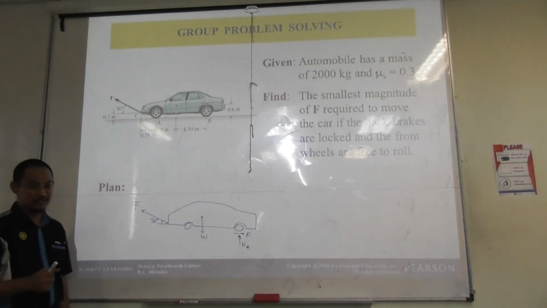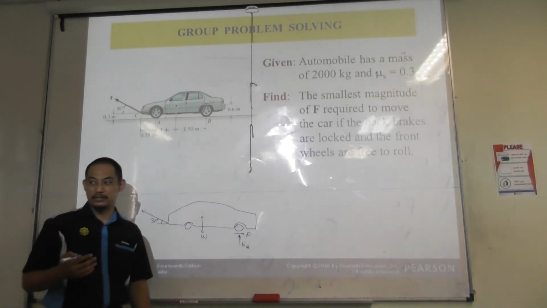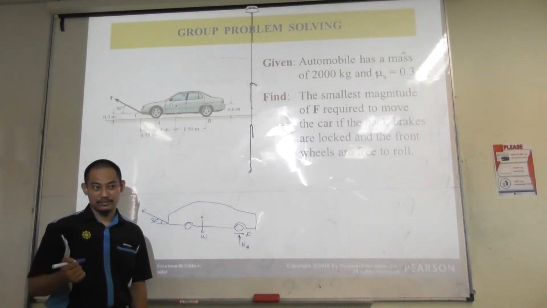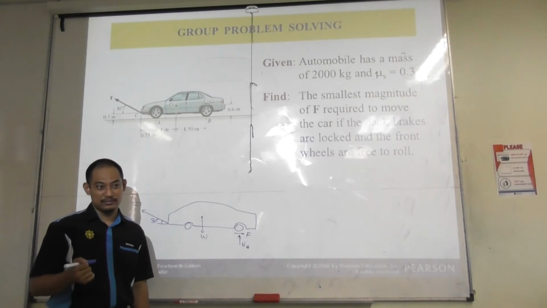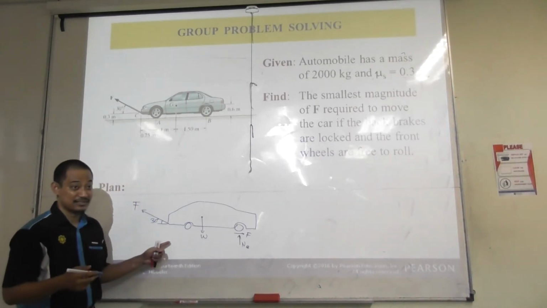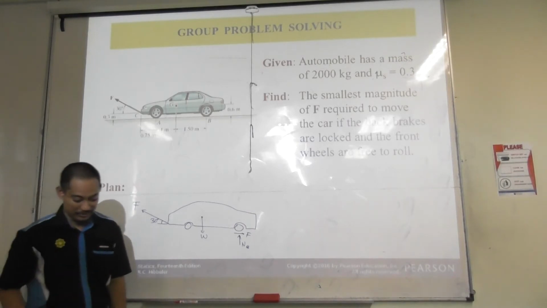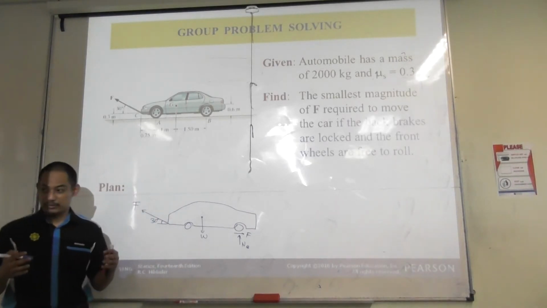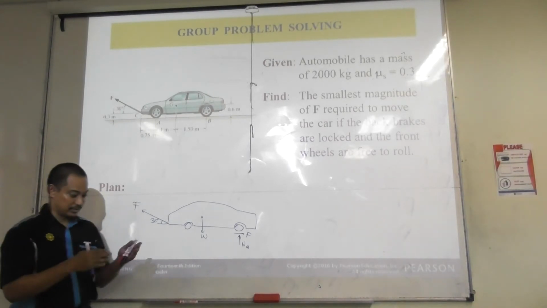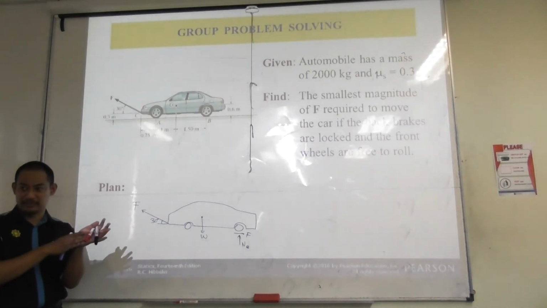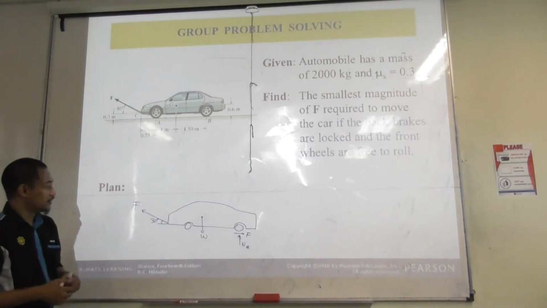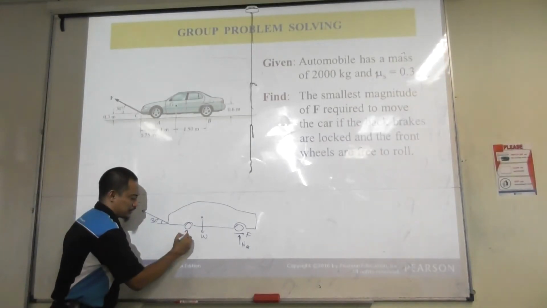Faham tak ni? When do we have normal reaction? Counter. Kita bayar kan? Counter? Okay. The normal counter way. But when do we have? It is basically when you have contact, right? So here, where is the point of contact? Right? So make sure you understand.